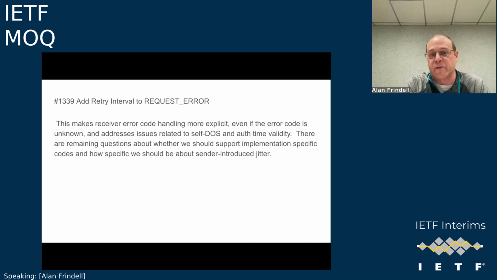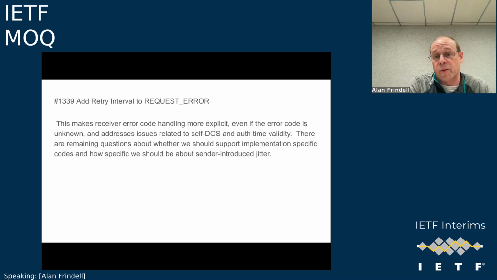For example, if you have a token that is not yet valid, you can get an unauthorized with a retry interval set to 1 hour, which is when your token will become valid. And the idea was to allow implementation defined error codes, which might not mean anything to a different receiver. But if the sender of the error wanted that receiver to retry it, it would use this retry interval to set it. So I think there are still questions around that.